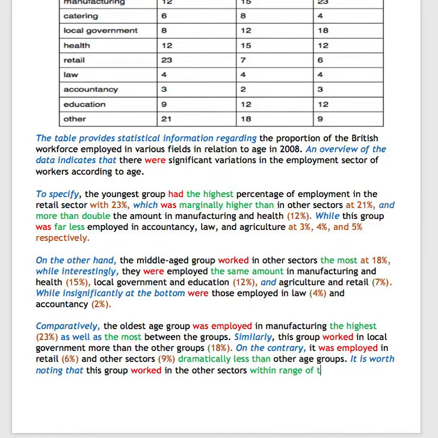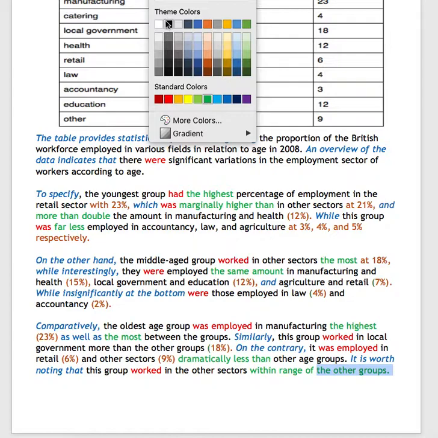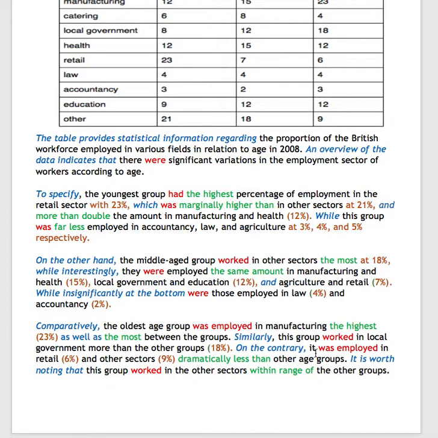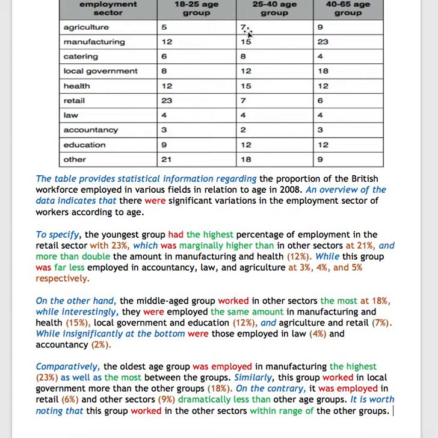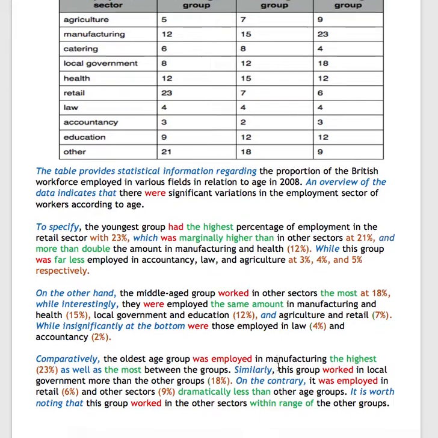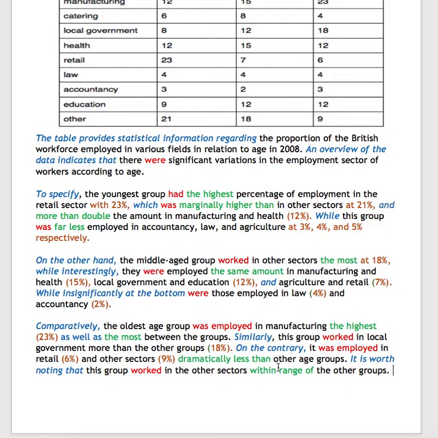Within range of the other groups. So this means that it worked in the other sectors within range. So you see accountancy, it's about the same. Law seems to be the same as well. And catering also within range, agriculture within range. So within range means almost close to the other ones. Okay?